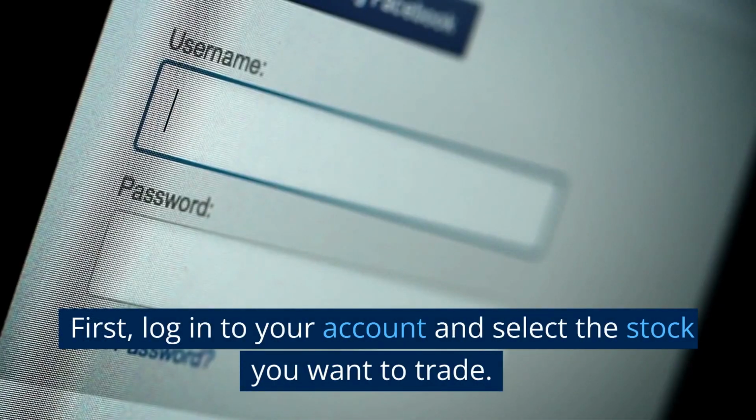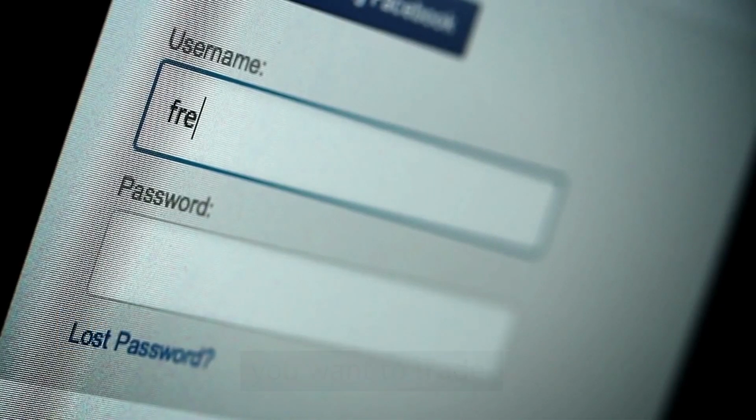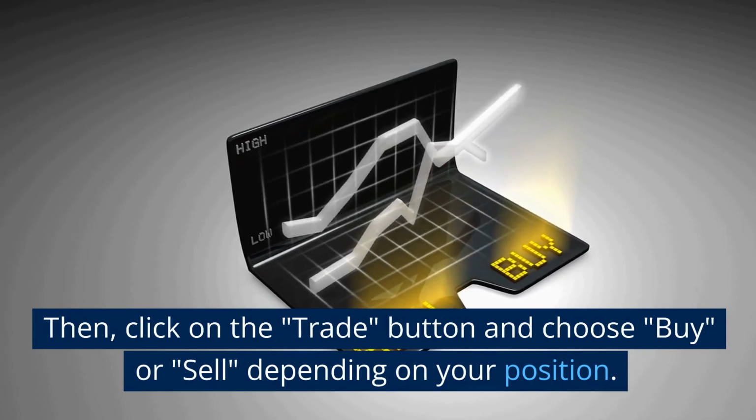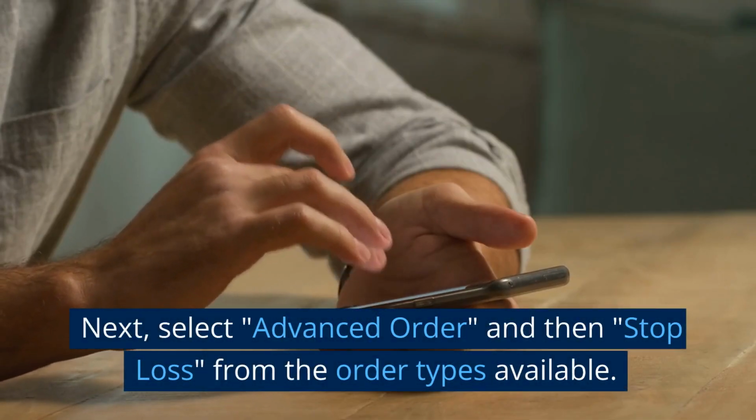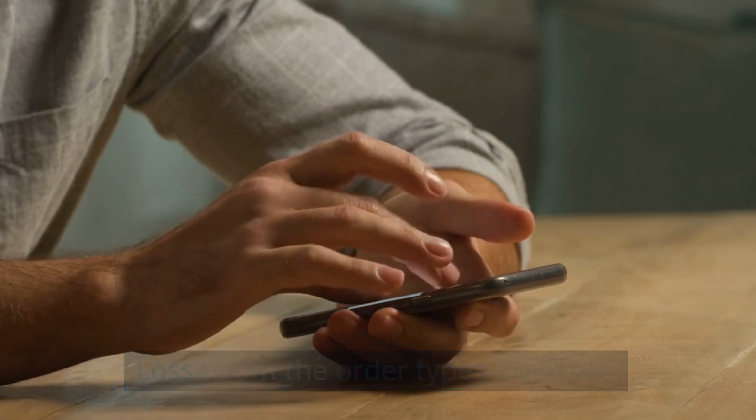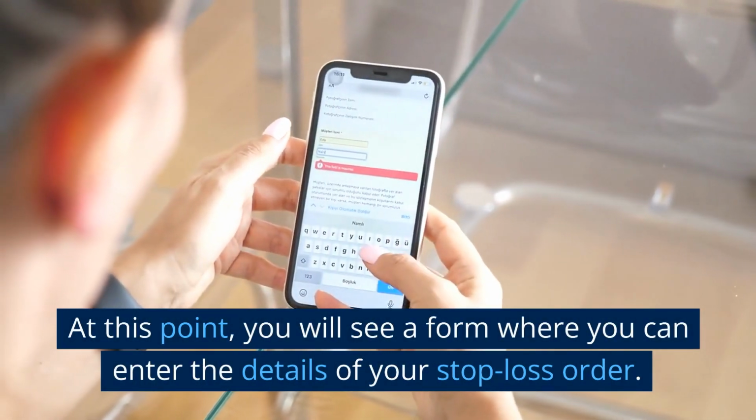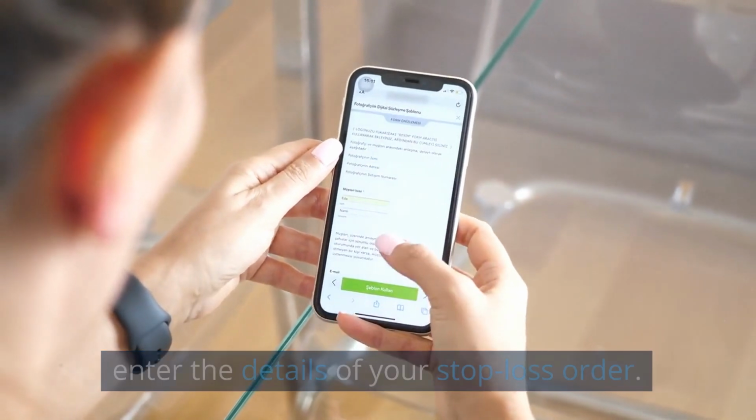First, log into your account and select the stock you want to trade. Then, click on the trade button and choose buy or sell depending on your position. Next, select advanced order and then stop loss from the order types available. At this point, you will see a form where you can enter the details of your stop loss order.